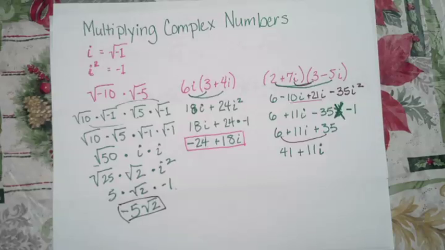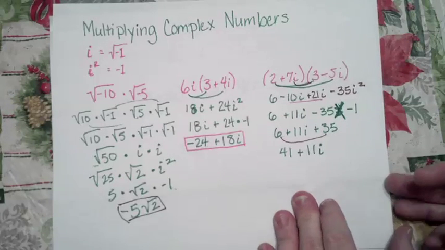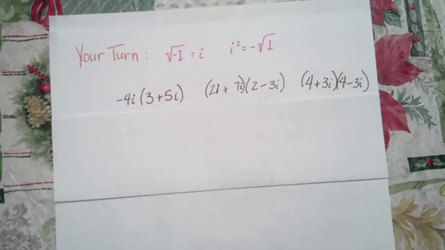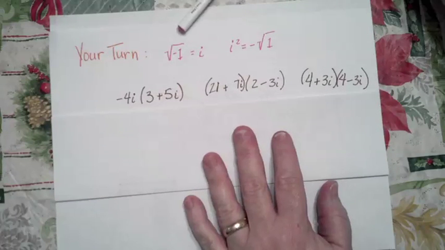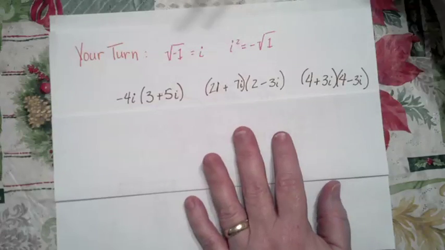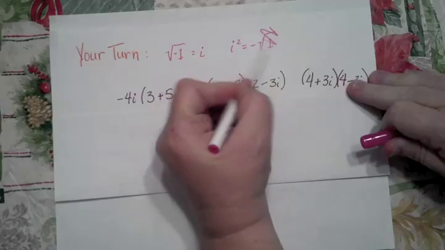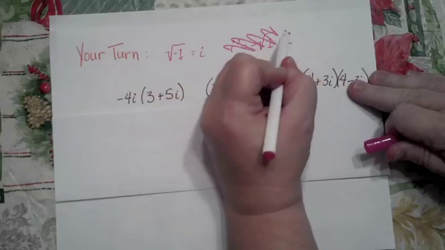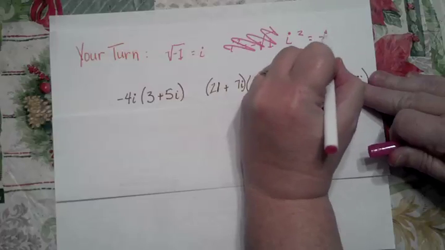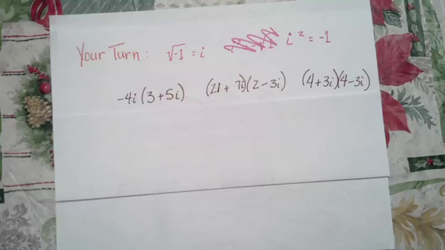Okay. So now that you have seen how to multiply complex numbers, I want you to go ahead and try a few on your own. Here they are. And once again, I put our little properties to start with so that you have them to refer to. The square root of negative 1 is i, i squared is, whoops, I don't know what I wrote there. Let's cross that out. See, I do make mistakes. i squared equals, you're right, negative 1. All right, here are my 3 problems.